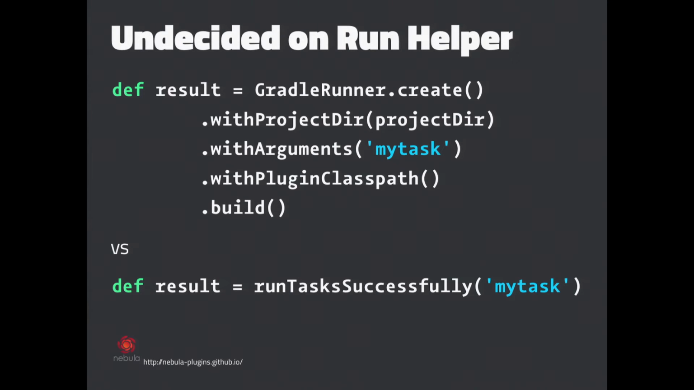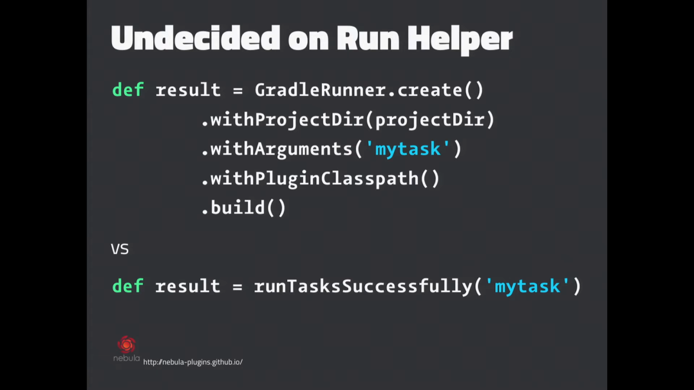One of the things I'm debating currently is if I want to re-implement our run task successfully thing from nebula-test. It's definitely less verbose than the long create and builder method. But the problem being, if I occasionally want to mess with things in that builder pattern, I forget what that syntax is and have to look it up. So are there any opinions throughout the room if you think the shorter syntax is more useful than maybe forgetting when you want to mess with the project directory or plugin classpath?